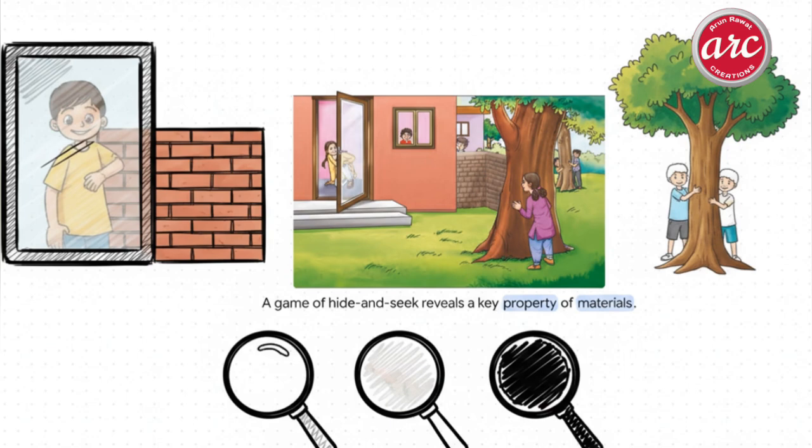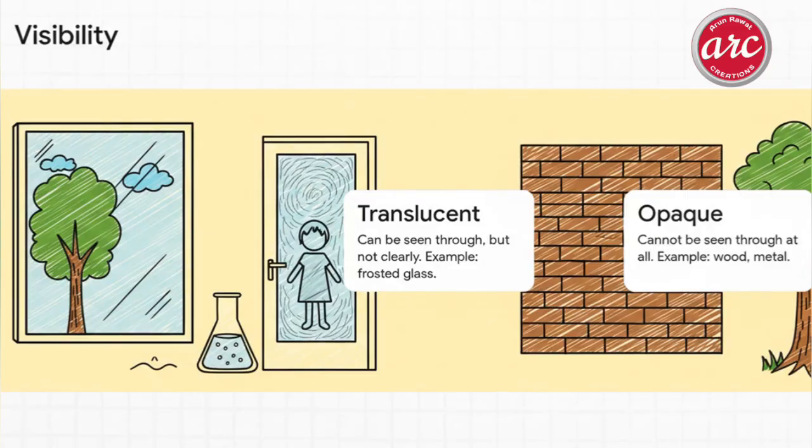That difference in what you can see reveals a key property of materials, transparency. So let's break it down. A clear window is transparent. Light goes right through. The frosted glass door is translucent. Light gets scattered, so you can't see clearly. And the wall and the tree, they're opaque. They block the light completely.